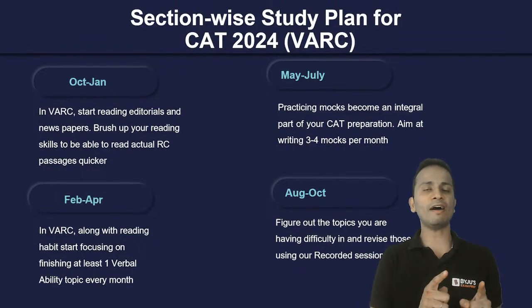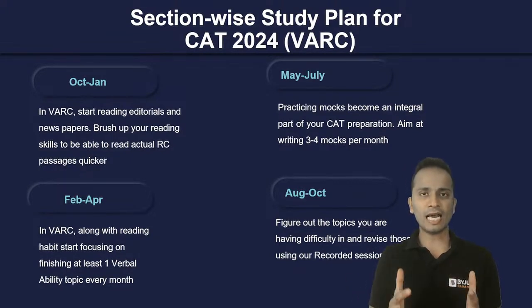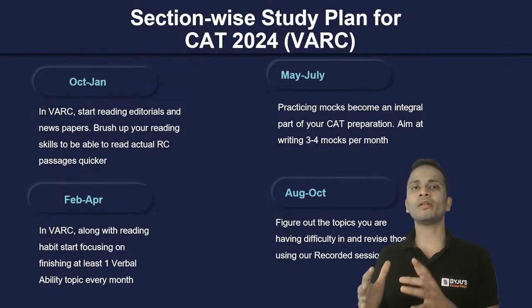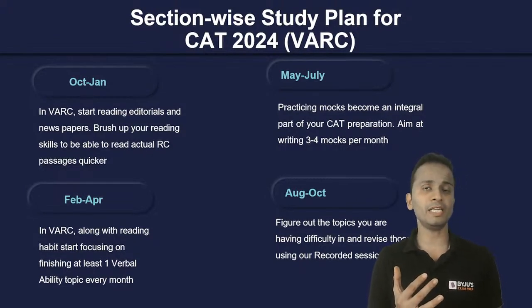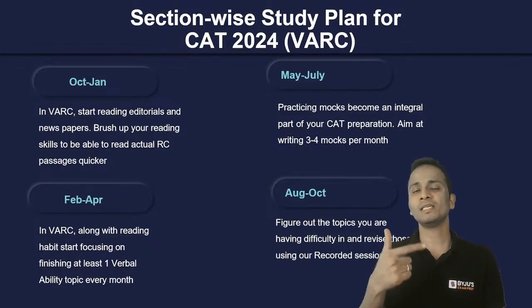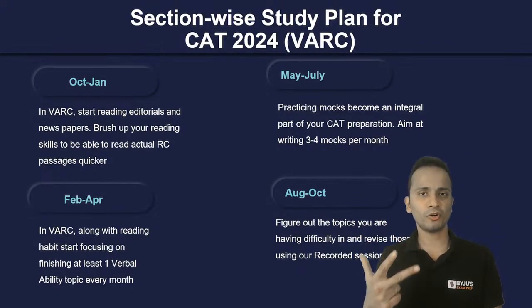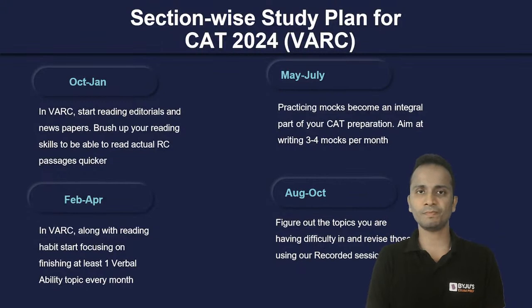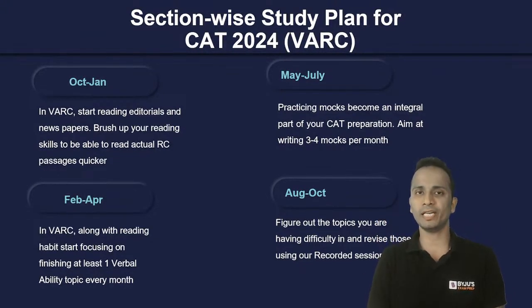Parallelly, you will have to keep developing your reading comprehension skills, your reading skills, and you will have to work on one area of verbal ability in 1 month. So you have 3 months. First month you can work on para jumbles, second month para summary, third month para completion. Right? So 1 month for each of them. Parallelly, you will have to keep building your reading skills.